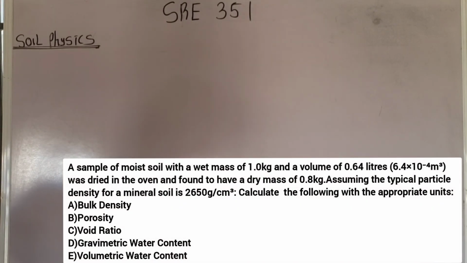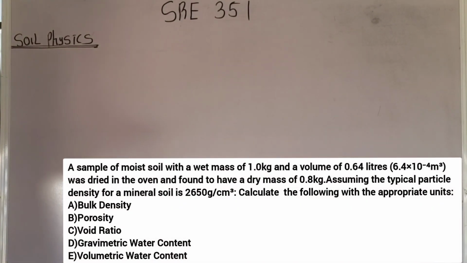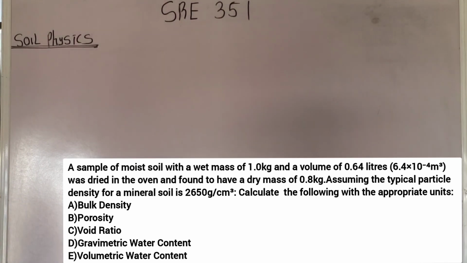A sample of moist soil with a wet mass of 1.0 kilogram and a volume of 0.64 liters was dried in the oven and found to have a dry mass of 0.8 kilogram. Assuming the typical value of the particle density for a mineral soil is 2,650 kg per meter cube, calculate the following with the appropriate units: the bulk density, the porosity, the void ratio, the gravimetric water content, and the volumetric water content.